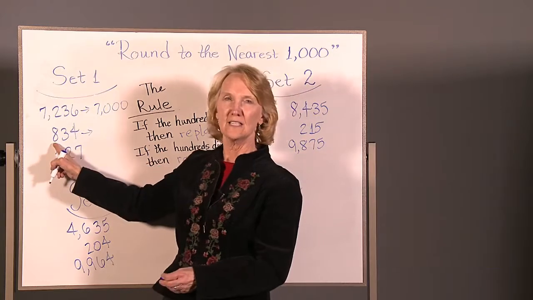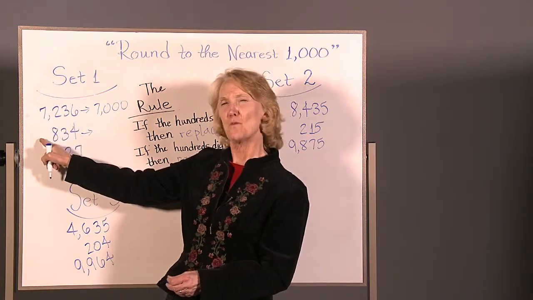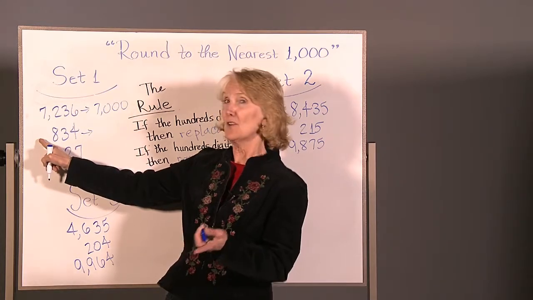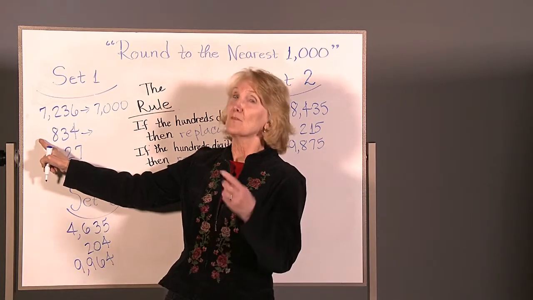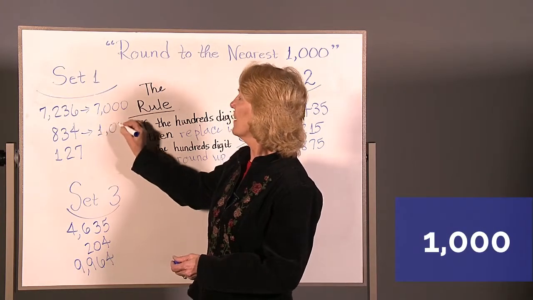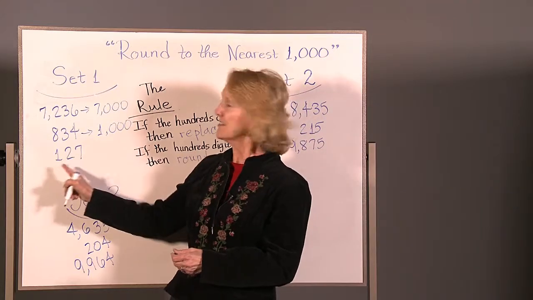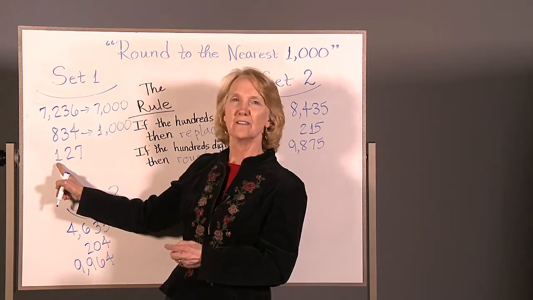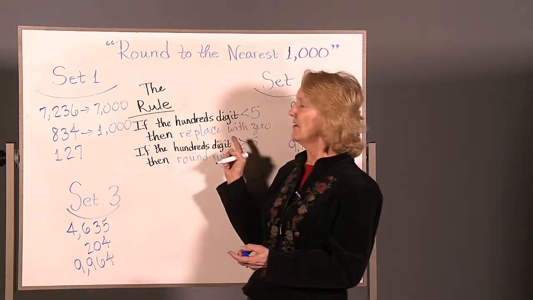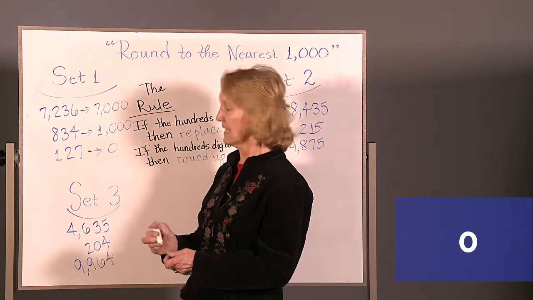834, you look at the hundreds digit, and it makes the thousands digit go up. There isn't a thousands digit, so then we make it a 1. So it rounds to 1,000. 127, you look at the hundreds digit, it's less than 5, so it just becomes a 0. So the whole number is 0.